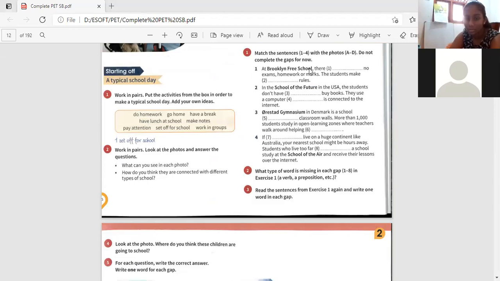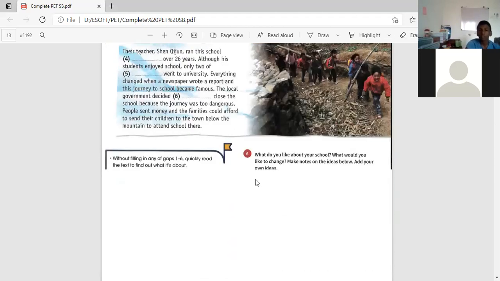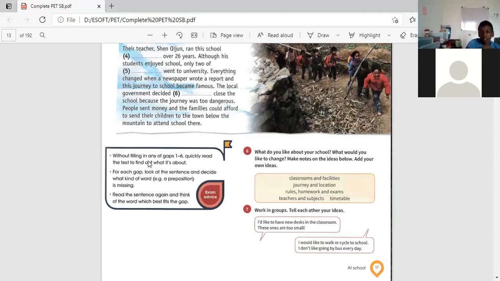Okay. Now, come to the reading part. These are the ones you need to do constantly, children. These are the ones that come for your exam. So when you get a reading part like this, there are exam advices here. Look, without filling in any of gaps 1 to 6, quickly read the text to find out what it is about. You don't have to fill the gaps right away. You should read the text without filling the blank.